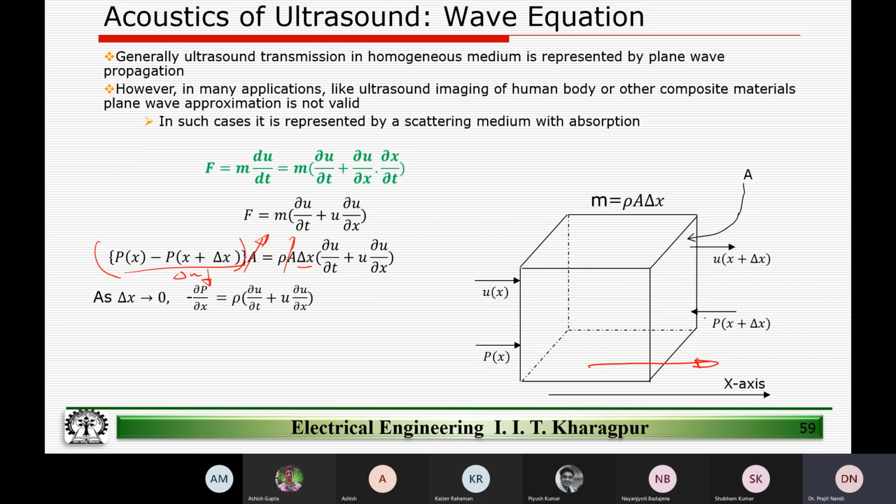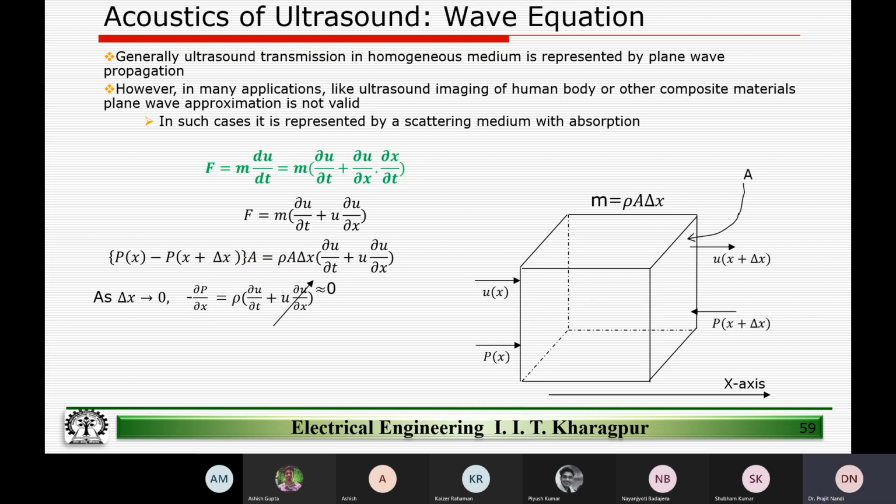The change in pressure, the negative, or the inverse, I shouldn't say inverse. So the negative pressure gradient as a function of x equals rho, which is the density of the material, multiplied by del u del t plus u del u del x. Clear, right? I've just approximated del x to be a very small quantity, and whatever equation I wrote here, to give it a form of calculus, I'm representing the portion on the left hand side as del p del x.